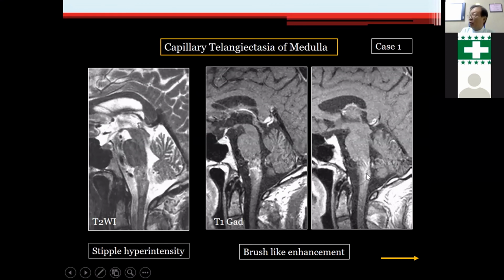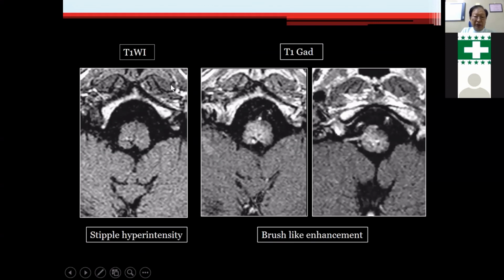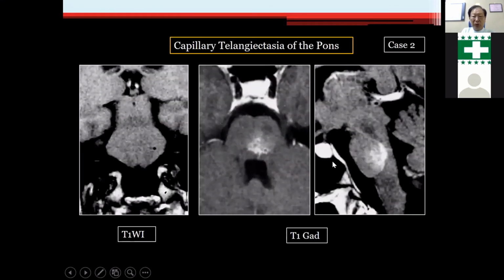After you give gadolinium injection, you see this mild enhancement there, no? Two images. And let's see the axial image. On T1, you don't see it much. After you give gadolinium, you see these brush-like vessels there. So this is the telangiectasia, okay? Another one, telangiectasia. You see it only after you give the injection, and you won't see it on CT, okay?